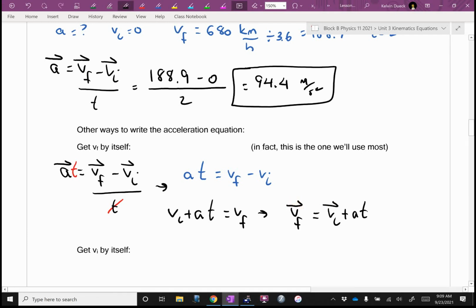VF, V final, VF equals V initial plus acceleration times time. Or the way we'll typically read it is we'll just say VF equals VI plus AT. Okay.